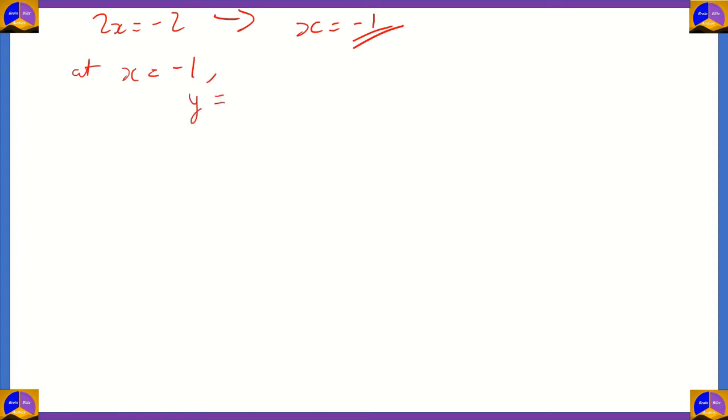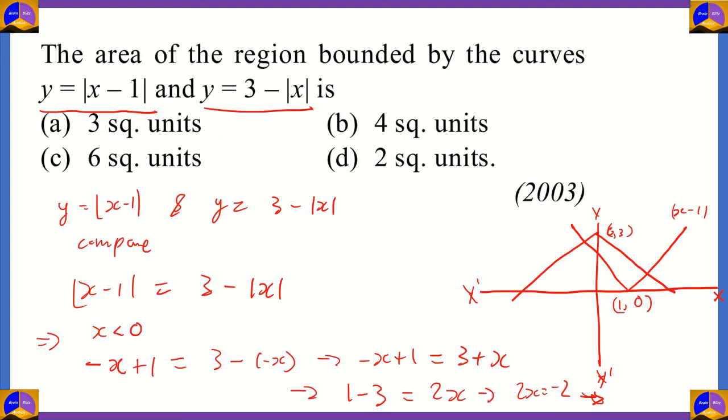Let's put in the easier function, which is mod of x minus 1. So y is equal to mod of x minus 1 is one of the functions given here. Instead of x, we'll put minus 1. So minus 1 minus 1. That means you get modulus of minus 2. Modulus of minus 2 will be equal to 2. So therefore, at x equals minus 1, y equals 2. If you look at our point here, this will be that point. So minus 1, 2 solves one of these points.